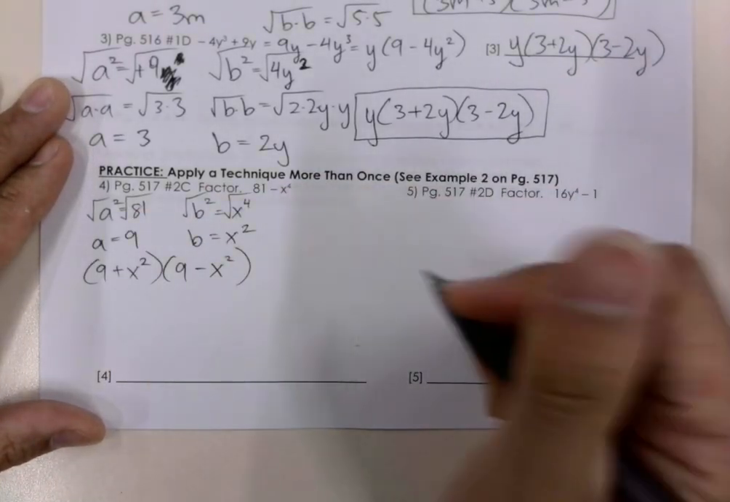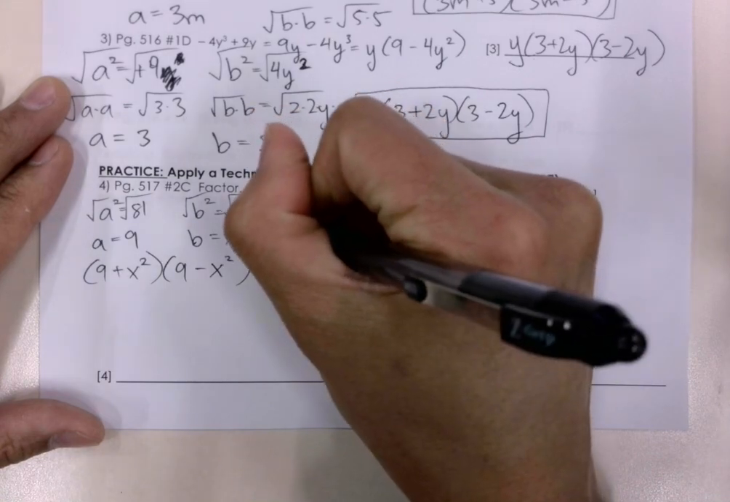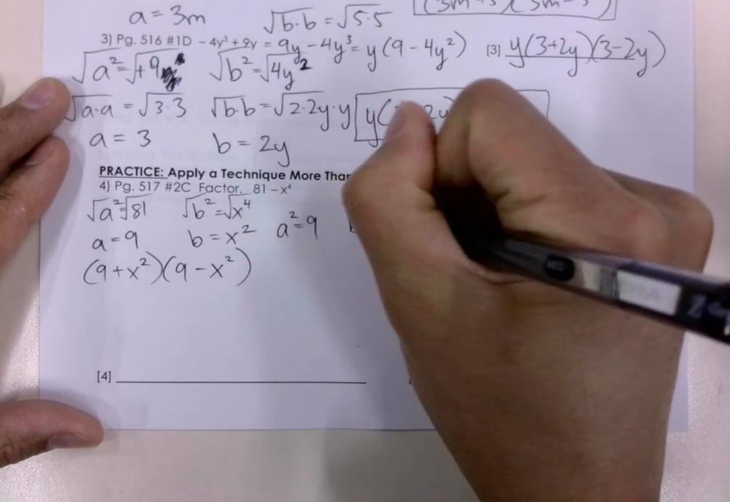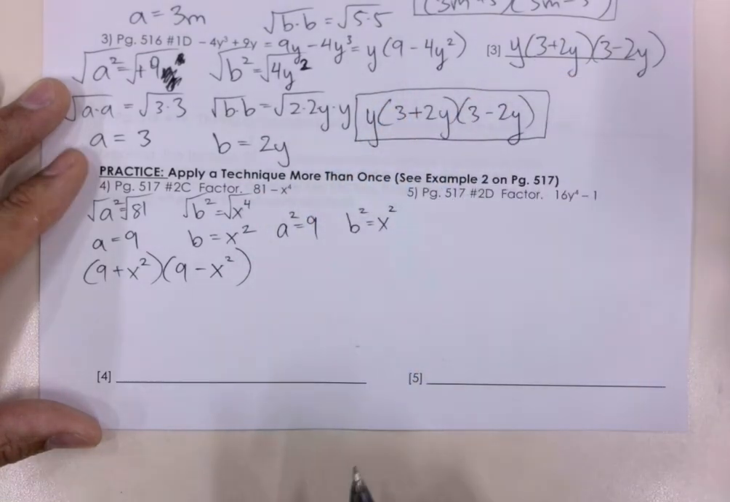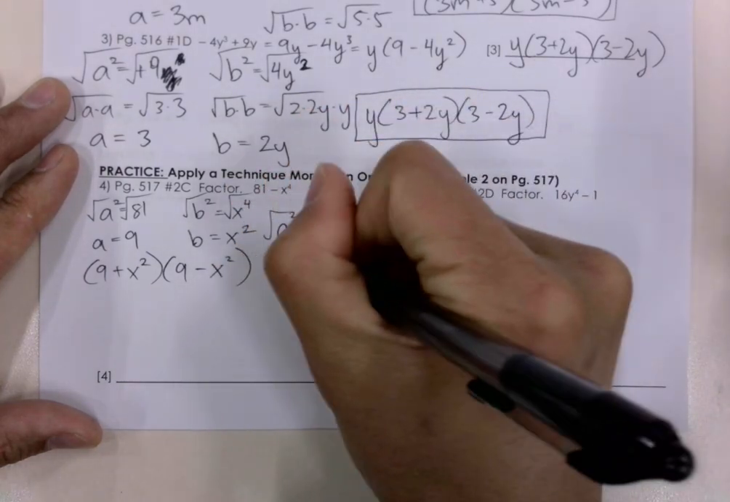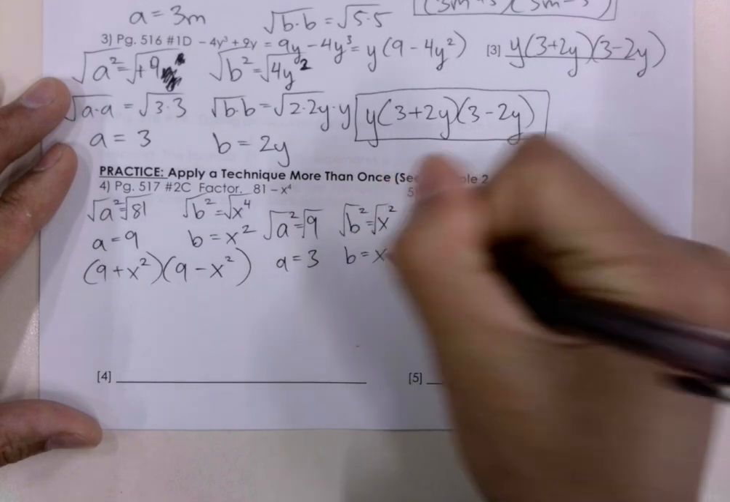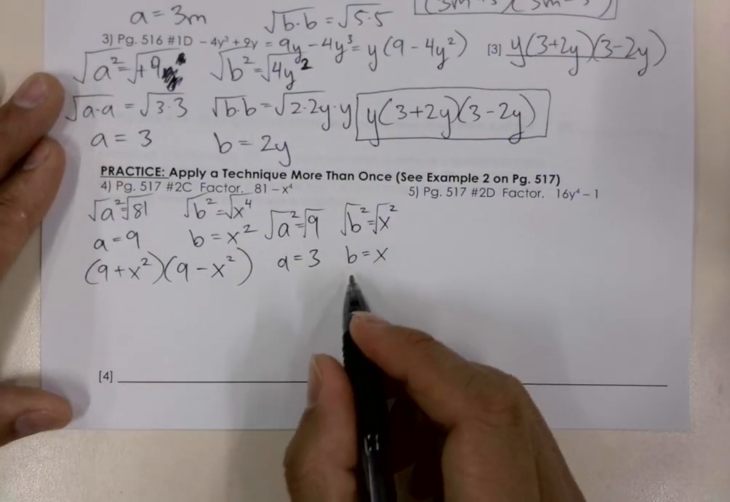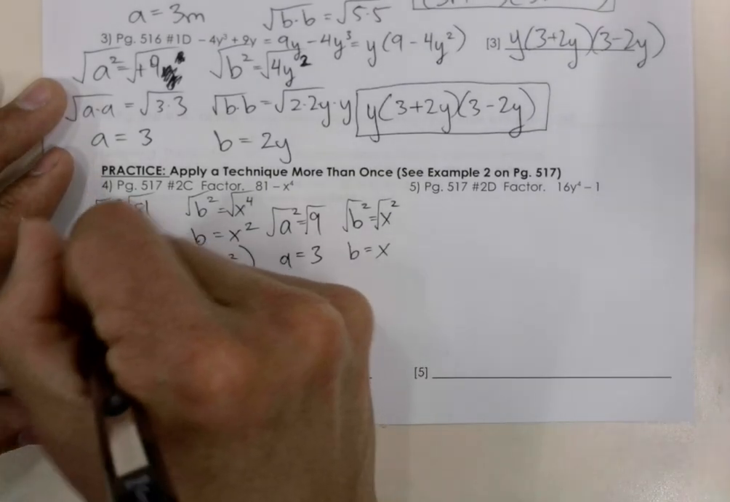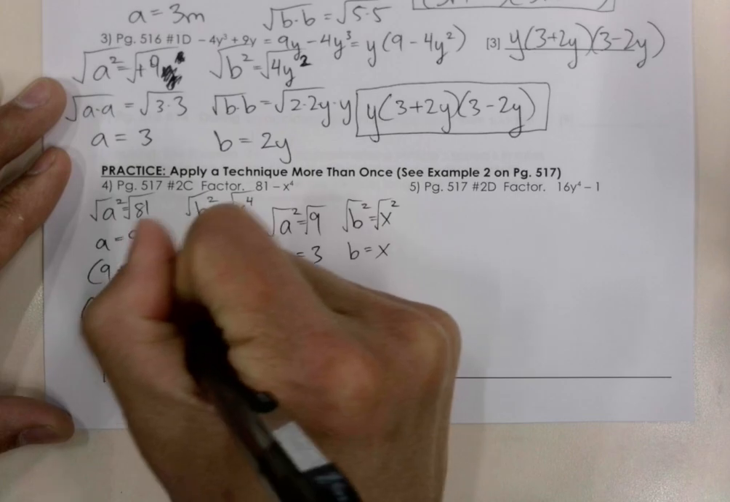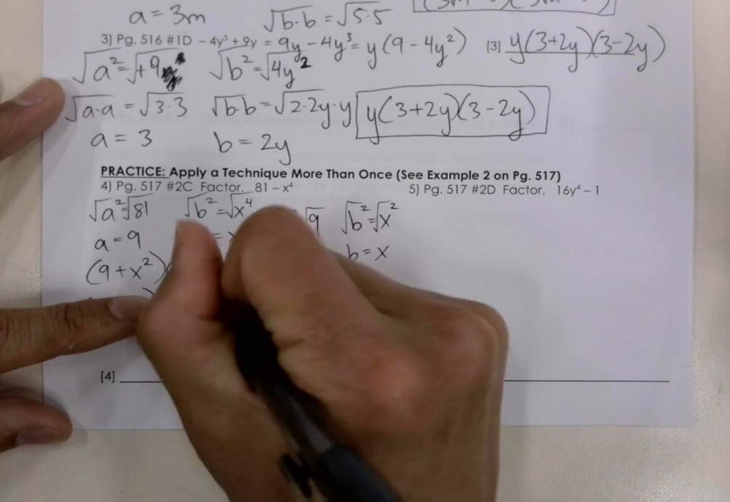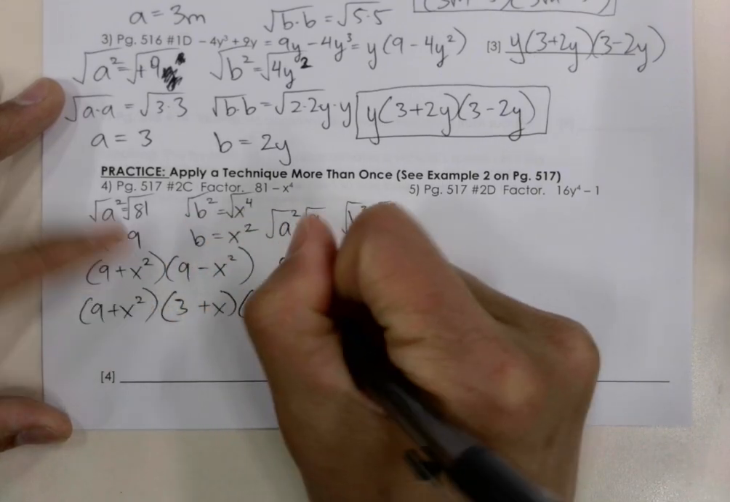All right, so let's go ahead and do this one more time. Let's do it over here on the side. So it's going to be a squared is equal to 9, and our b squared is equal to x squared. We'll take the square root of both sides, and we'll say a is equal to 3, and b is equal to x. Okay. And so if that's the case, then I can rewrite this expression with this polynomial factored. It's going to be 9 plus x squared, parentheses. And now my a is 3, so it's going to be 3 plus x, parentheses, times 3 minus x, like so.